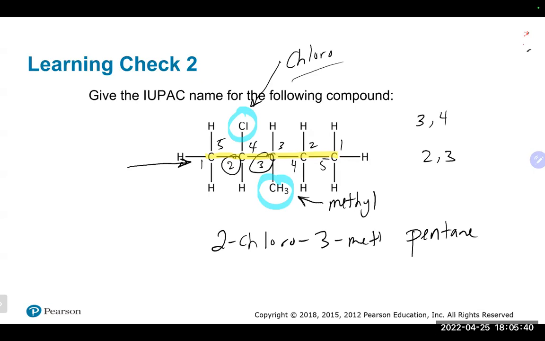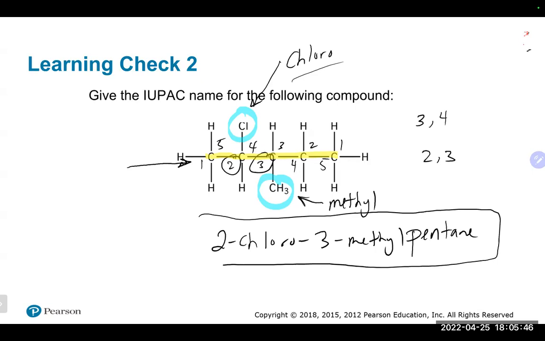3, let's see if I can join them up right. Methylpentane there. So 2-chloro-3-methylpentane. Basically the name is just telling everybody where you can find things. Pentane says we have 5 carbons in a row, and at carbon number 2 you should find a chlorine hanging out there. Carbon number 3 should find a methyl group.